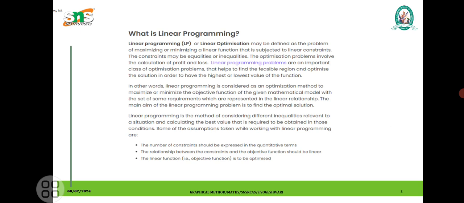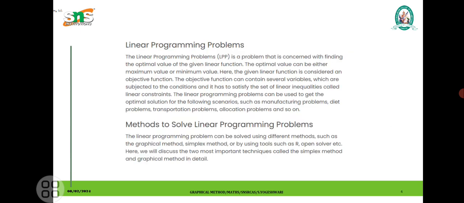Linear programming is the method of considering different inequalities relevant to a situation and calculating the best value that is required to be obtained in these conditions. Some of the assumptions taken while working with linear programming are that the constraints should be expressed in quantitative terms, the relationship between the constraints and the objective function should be linear, and the linear function is to be optimized.